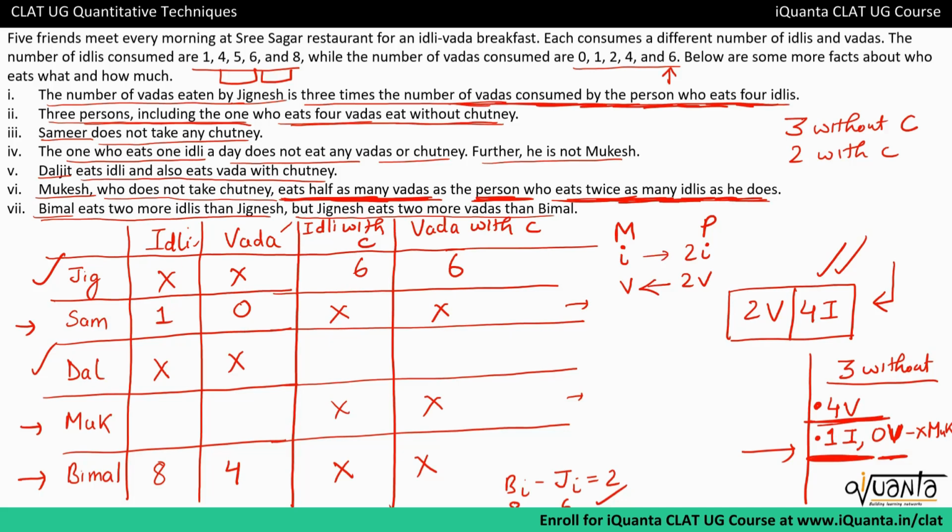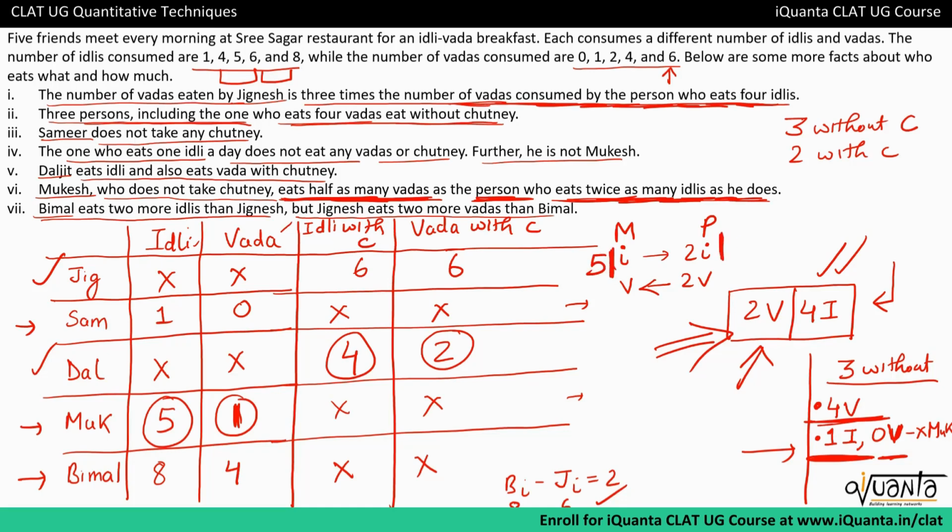We also need a person who is consuming 4 idlis and 2 vadas. If I assume that Daljit is that person, so 2 vadas and 4 idlis, this is an assumption, I am putting them in circles. Hence in that case Mukesh can only eat 5 idlis, because 5 idlis are left and 1 vada is left, so 1 will be assigned to Mukesh. If Mukesh is eating 5 idlis, that person should eat 10 idlis. Is that possible? No, because 10 idlis are not available for anyone. So this assumption is wrong.